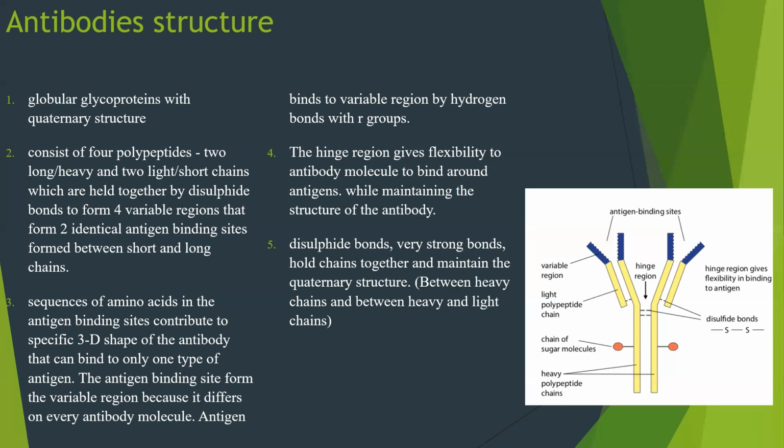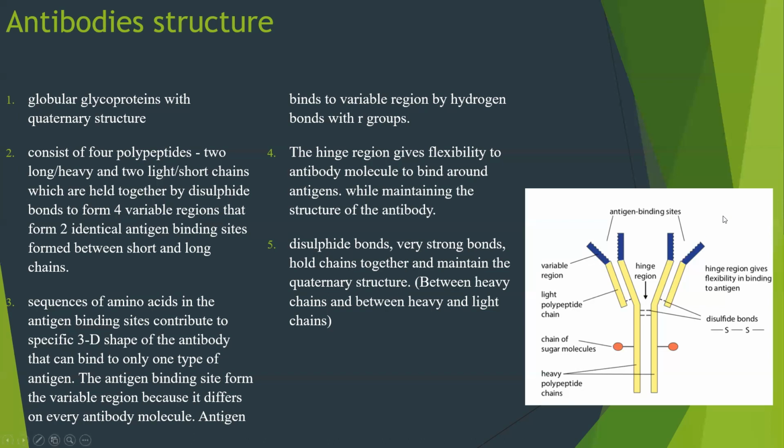It's called a variable region because it differs between antibodies, because each antibody will have a different variable region, and if it has different variable regions, they will form different antigen binding sites, because one antibody can only be complementary to one type of antigen. So the sequences of the amino acids in the antigen binding site, which is over here, part of the variable region, contribute to the specific 3D shape of the antibody. So this specificity only allows it to bind to a specific type of antigen. So the antigen binding site forms the variable region because it differs on every antibody molecule, like I just said.